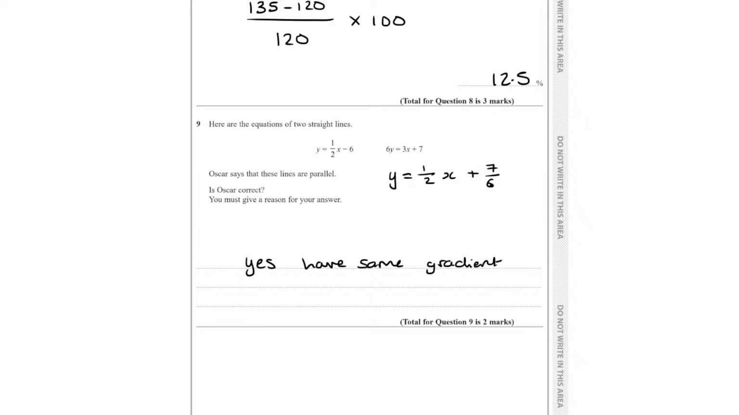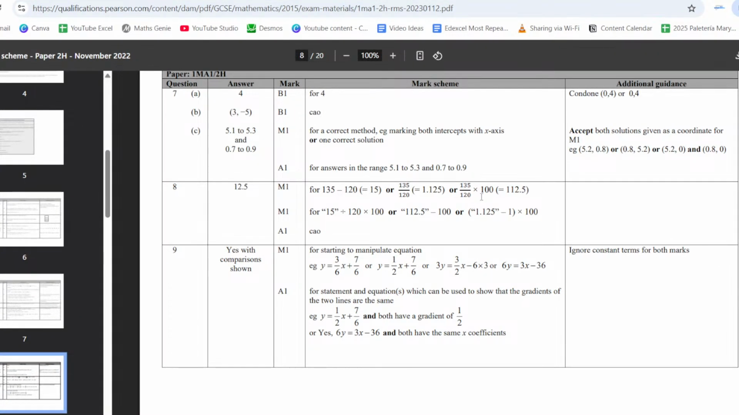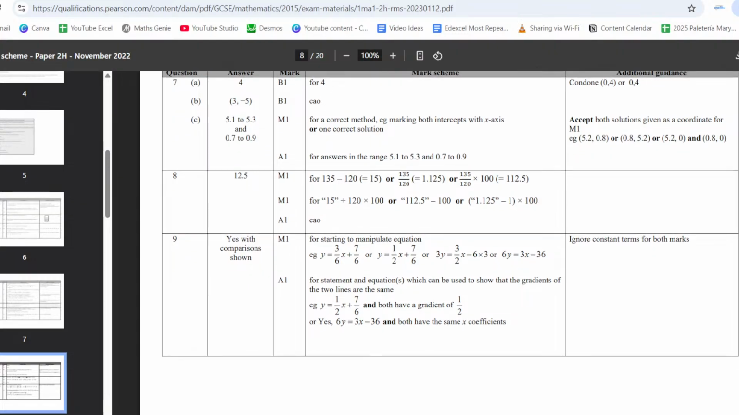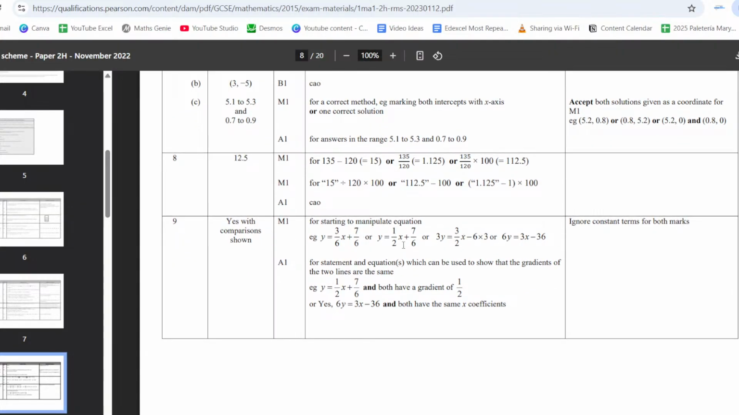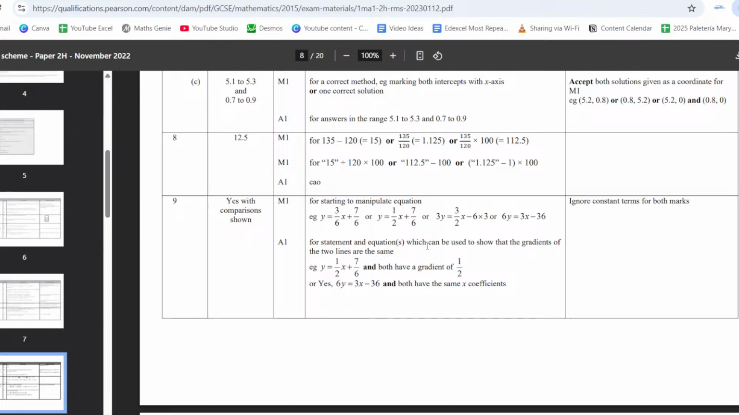What are the other statements? So they've given a mark for you having to rearrange it, which makes sense because how else would you know that they're parallel? For statement and equations which could be used to show the gradients of the line, they've just given 2 examples. Both have a gradient of a half, or both have the same gradient, or both have the same x coefficients. That's fine. I would probably stick with gradient. They have said x coefficients, but I think it's just more obvious to say that they have the same gradient.